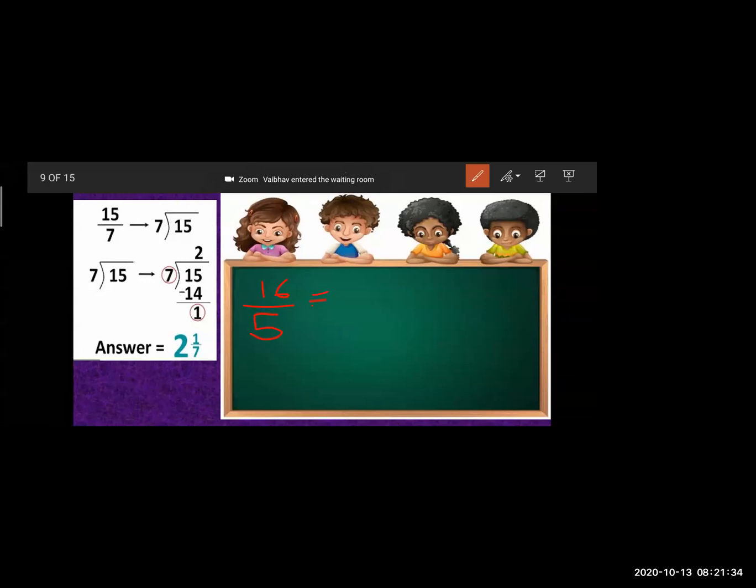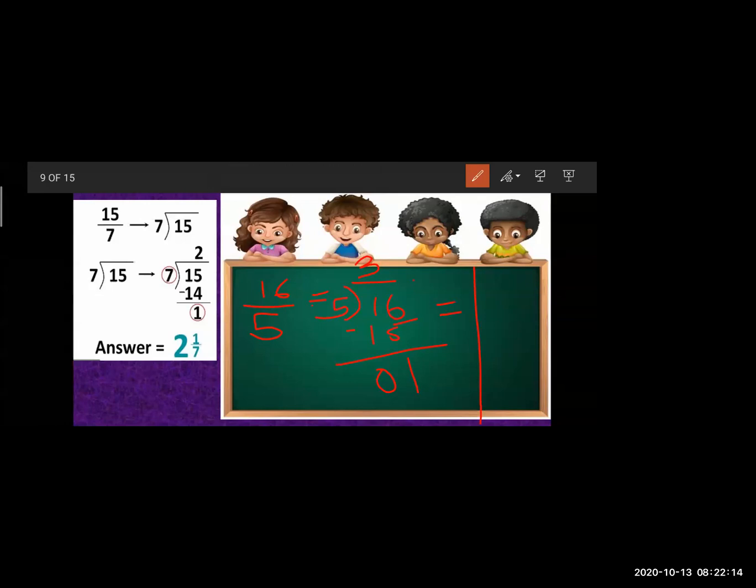What am I supposed to do next? Teacher, we have to do 16 divided by 5. Okay, we will divide 16 by 5. What will be the answer? 5 ones are 5, 5 twos are 10, 5 threes are 15. So I will get 3. 5 threes are 15. And what will be the remainder? Remainder 1, teacher. So 16 minus 15 is 1. Very nice.